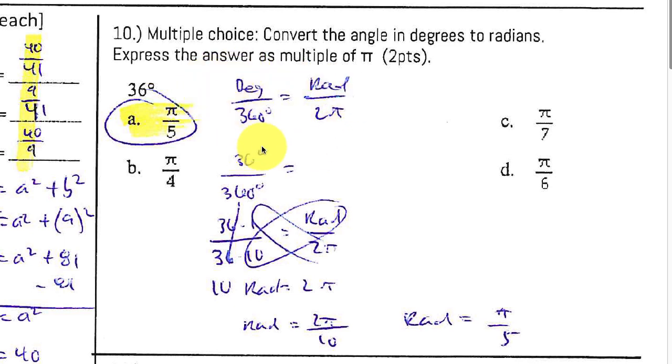So again, here is my awesome proportion. Degrees over 360 equals radians over 2 pi. Put in 36 degrees there, 36 over 360. I'm going to reduce that, so my factors are 36 times 1 and 36 times 10. I cancel my 36s, and so I get 1 over 10 equals radians over 2 pi. Cross multiply, you get 10 radians equals 2 pi. Divide by 10, and then you reduce this. That's 2 times pi, and this is 2 times 5. Cancel your 2s, and your radians is equal to pi over 5, which is A.